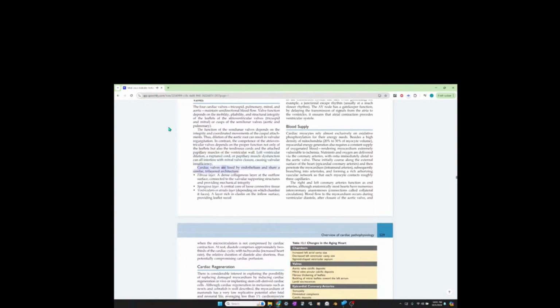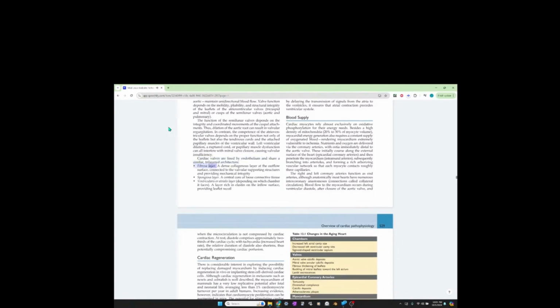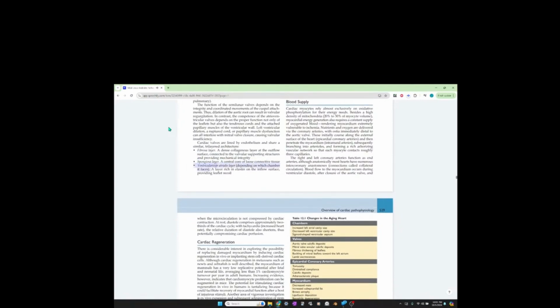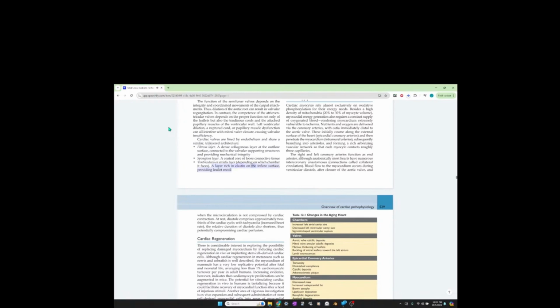Cardiac valves are lined by endothelium and share a similar, tri-layered architecture. Fibrosa layer, a dense collagenous layer at the outflow surface, connected to the valvular supporting structures and providing mechanical integrity. Spongiosa layer, a central core of loose connective tissue. Ventricularis or atrialis layer, a layer rich in elastin on the inflow surface, providing leaflet recall.